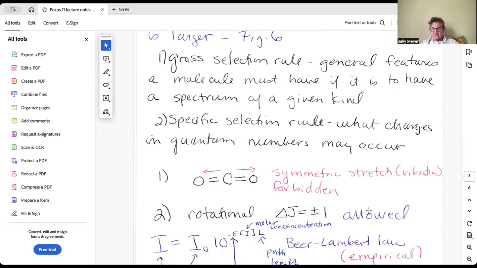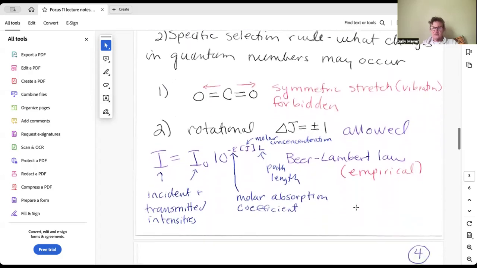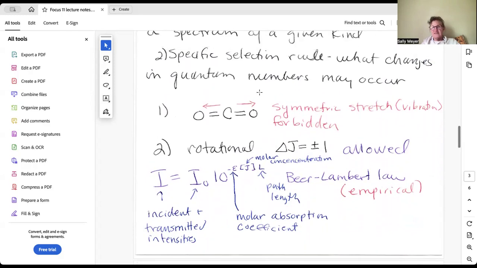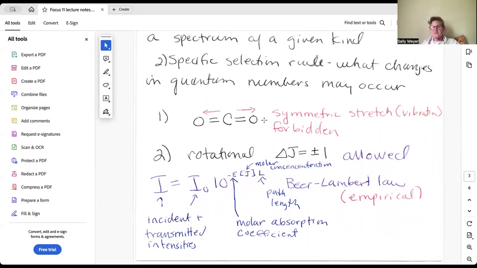The specific selection rule, I think we've already talked about this one. For rotational energy, delta J has to equal plus or minus 1. So you can change rotational states by either plus 1 or minus 1, just the difference in the direction of the rotation. So that's how quantum numbers have to change. So that's a specific selection rule. And this is the properties of the molecule, so this is a gross selection rule. So that's essentially looking at the theory.